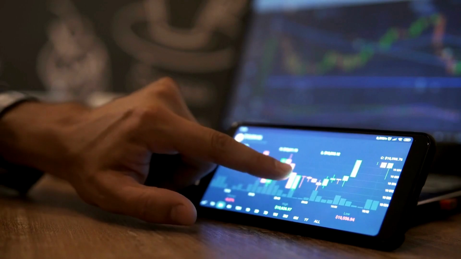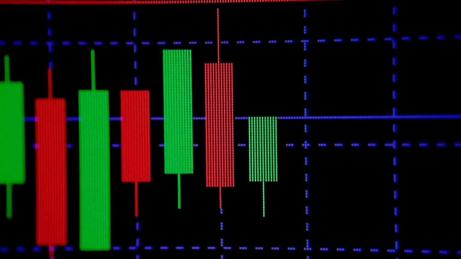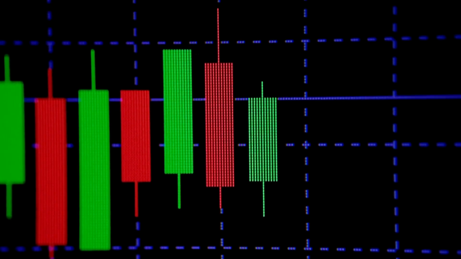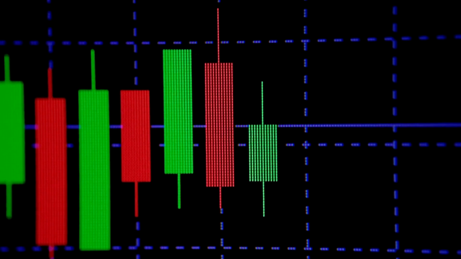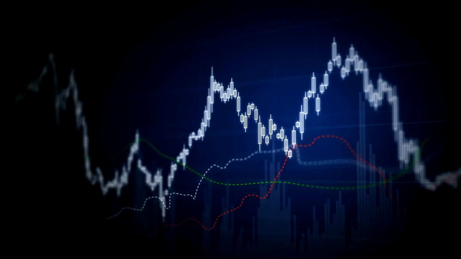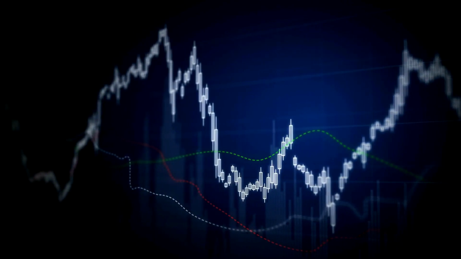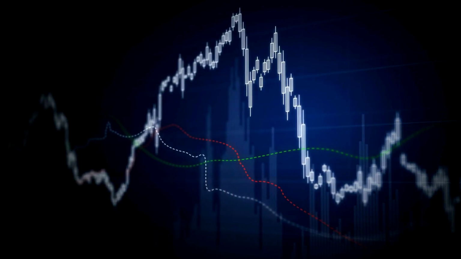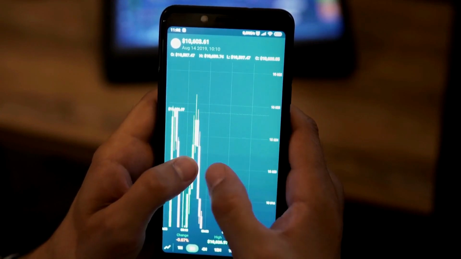Number 3. Trend trading. Trend trading involves identifying and following the prevailing trend in the market. Traders look for higher highs and higher lows in an uptrend or lower highs and lower lows in a downtrend. Trend traders enter positions when they believe the trend is strong and exit when signs of a trend reversal appear. This strategy aims to ride the momentum of a trend for as long as possible.